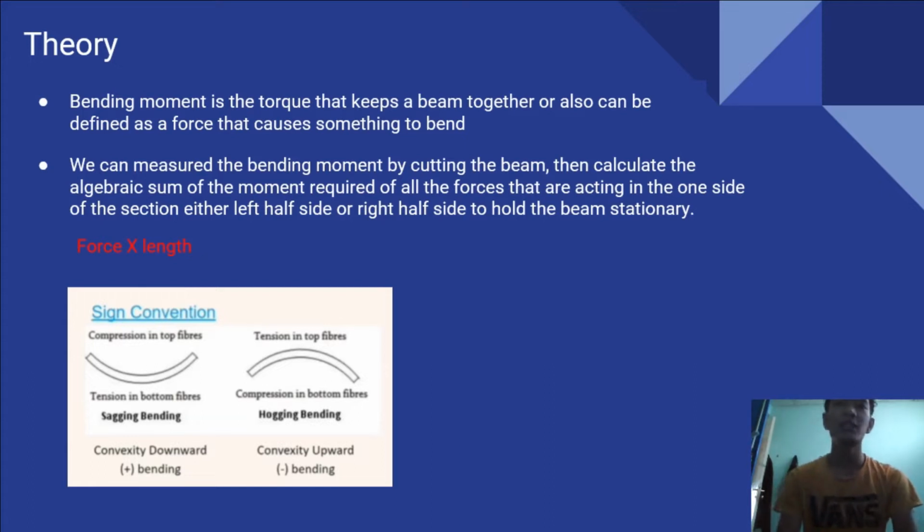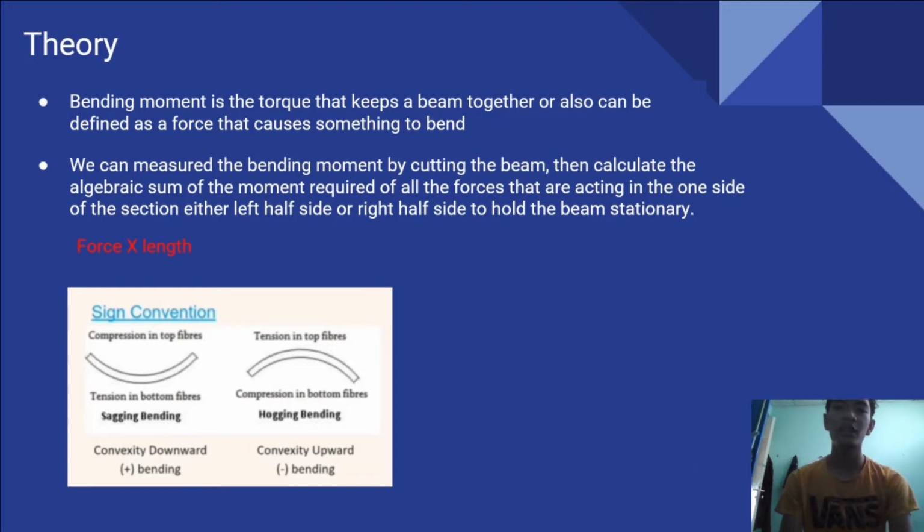bending moment is the torque that keeps a beam together, or can also be defined as a force that causes something to bend. We can measure the bending moment by cutting the beam, then calculating the algebraic sum of the moments of all the forces that are acting on one side of the section, at the left half side or right side, to hold the beam stationary. Simply, the equation is force times length.